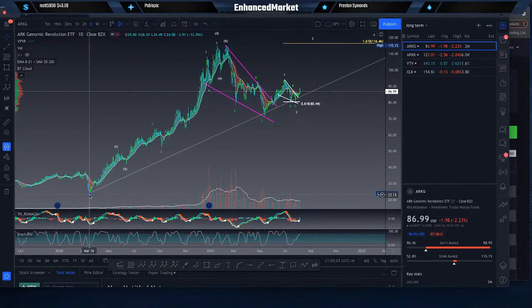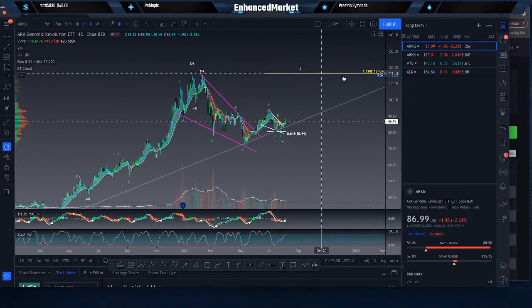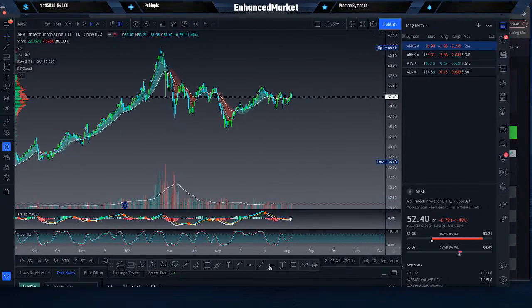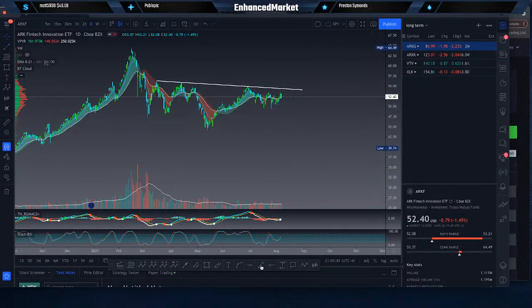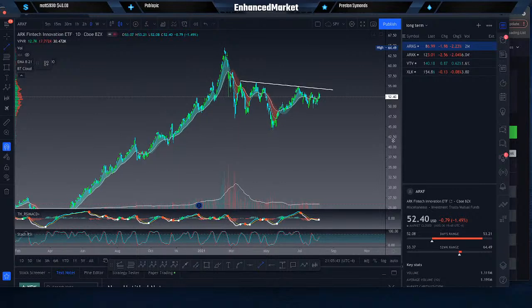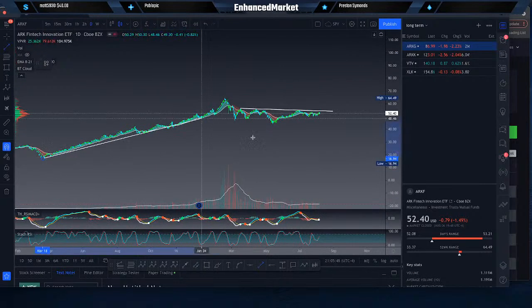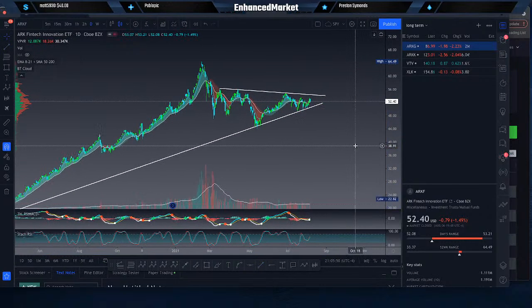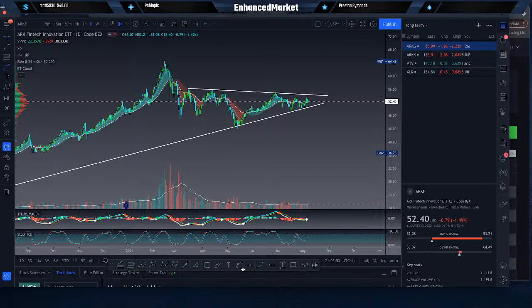Look where this bounced off. Perfect bounce. We should see a rip. Turn on 116. I haven't really looked at these other ARK funds. Basically looks the exact same. Looks pretty damn good if you ask me.